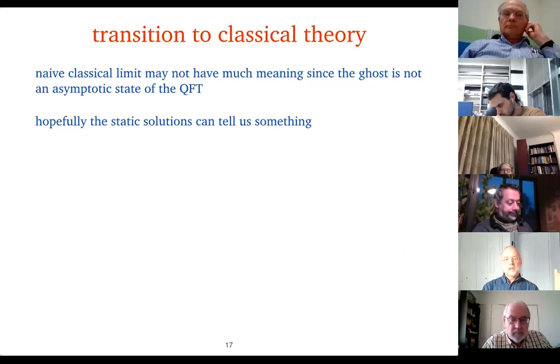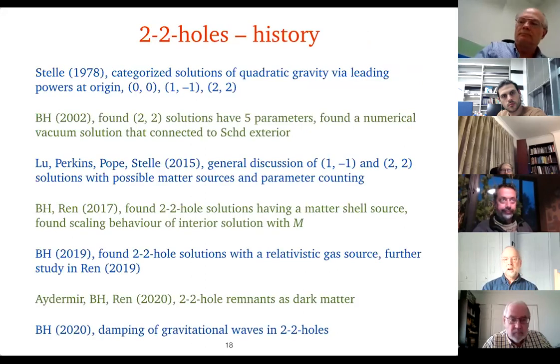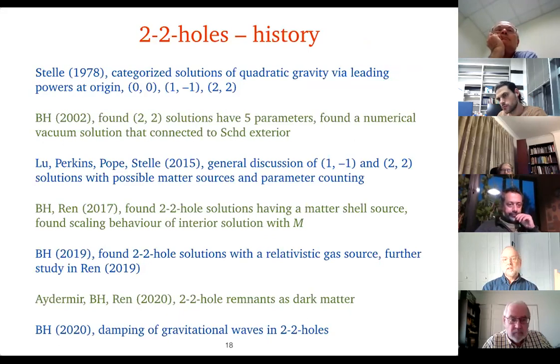So I can go over a little history of 2-2 holes, and this doesn't take long because even though this topic has been kicking around for a long, long time, there hasn't been much activity. Stelle made the same transition from QFT to the classical version in 1978, and as he described earlier, found these three classes of solutions.